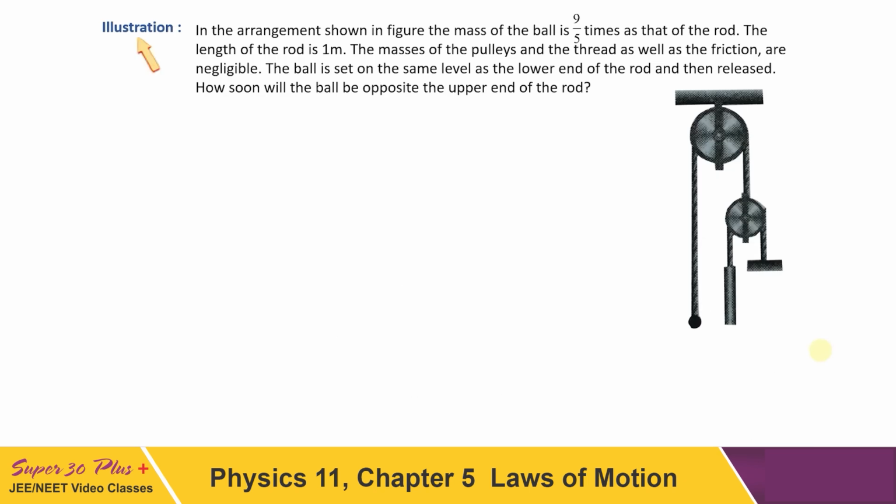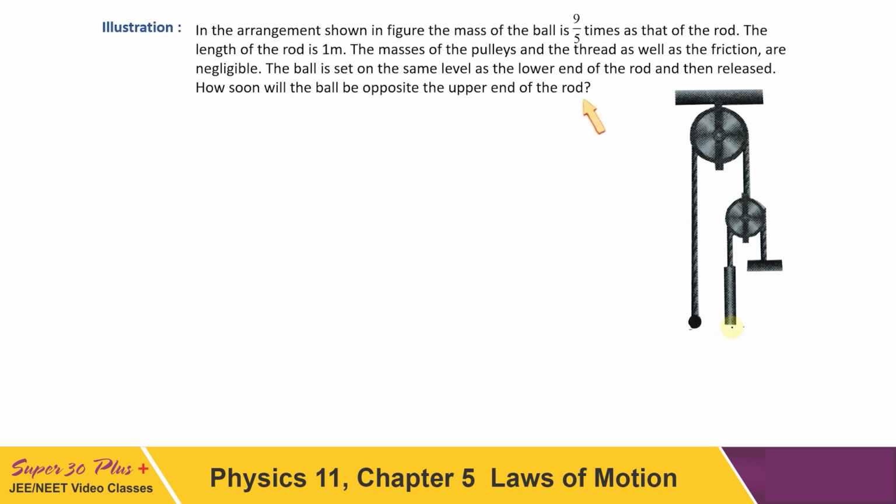One more illustration I have taken to explain the constraint relation. Here mass of ball is 9 by 5 times that of the rod, and length of rod is given 1 meter. Masses of pulley and thread we are not going to consider, no friction is there. The ball is set on the same level as the lower end of rod. As you can see here, they are on the same level. At this moment the ball is released. We have to calculate when this ball will go opposite the upper end of the rod.